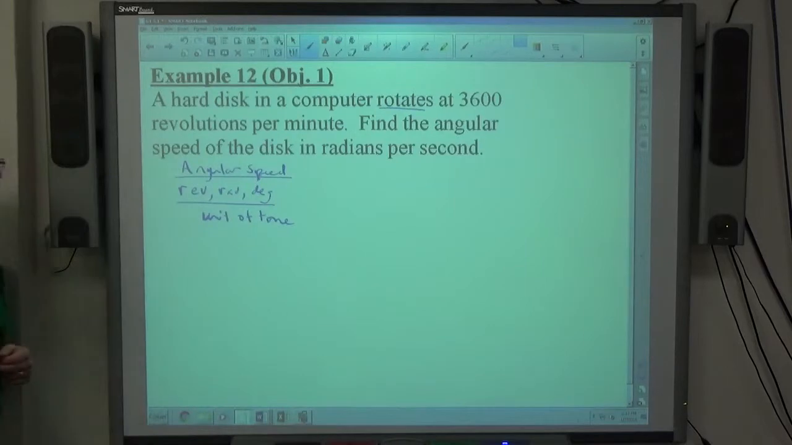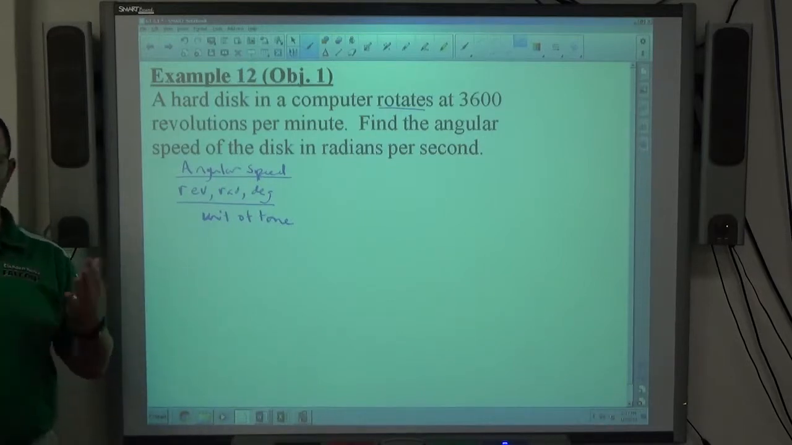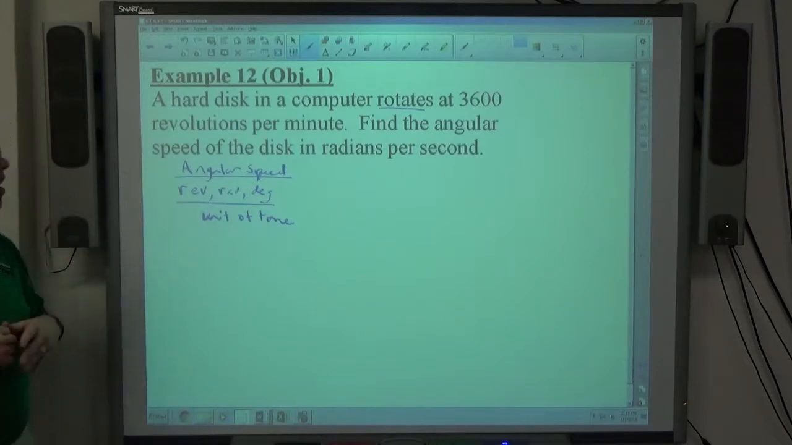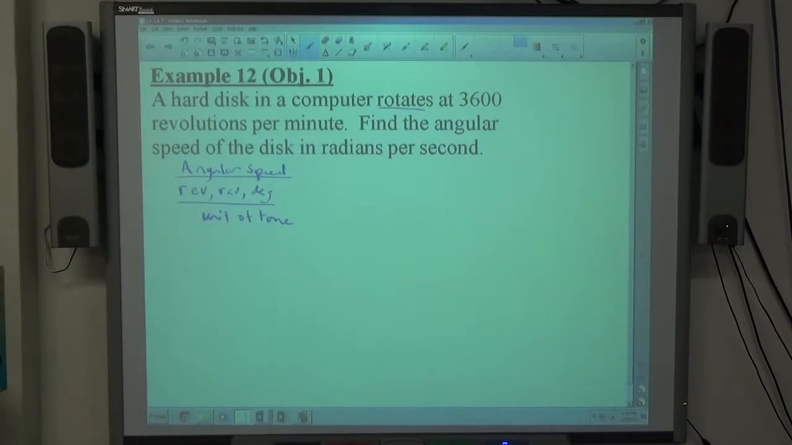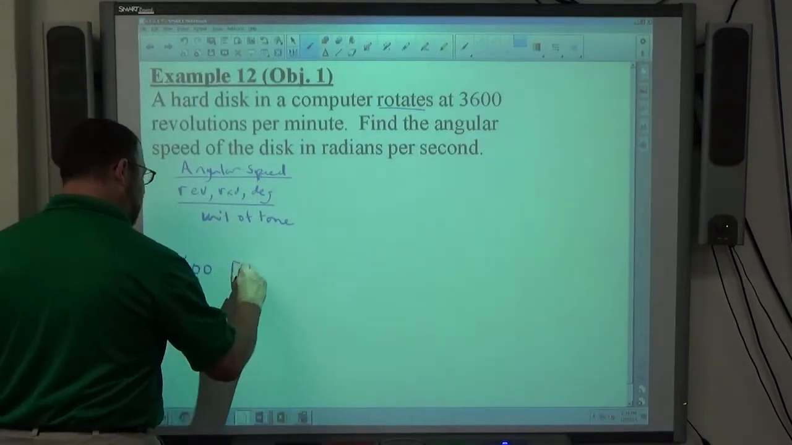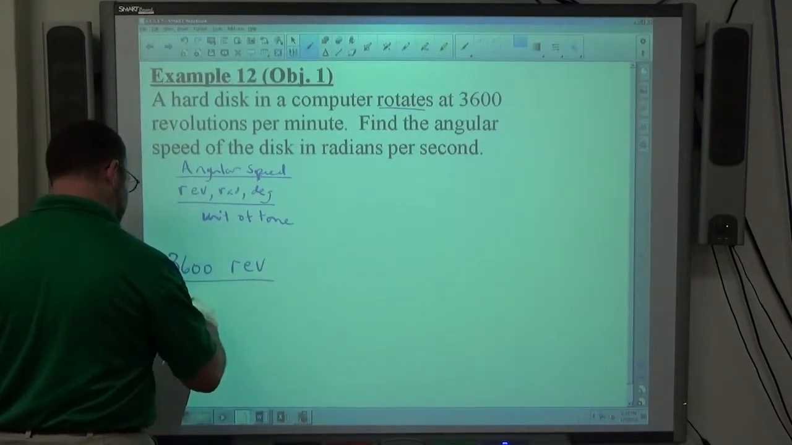All right. It's going to be some unit of angle. Radians, degrees are ways of measuring angles. Revolutions is a full turn of the circle. So if it says revolutions, that's not an angle measure, but that represents one full turn of the circle. So this is telling us this hard disk is going to rotate 3,600 times completely around in a circle, 3,600 times in a minute. That's our angular speed of this hard disk. So let's start off with our rate of 3,600 revolutions per minute.